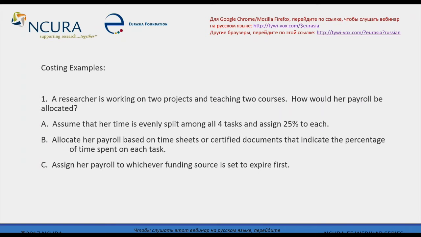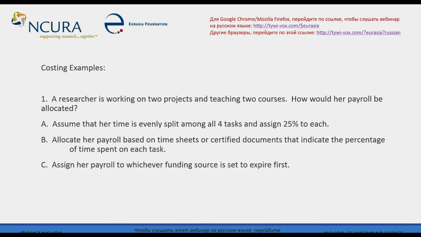Let's look at some examples. In our first situation, a researcher is working on 2 projects and teaching 2 courses. How would her pay be allocated? A, assume that her time is evenly split among all 4 tasks and assign 25% to each. B, allocate her payroll based on timesheets or certified documents that indicate the percent of time spent on each task. Or C, assign her payroll to whichever funding source is set to expire first.